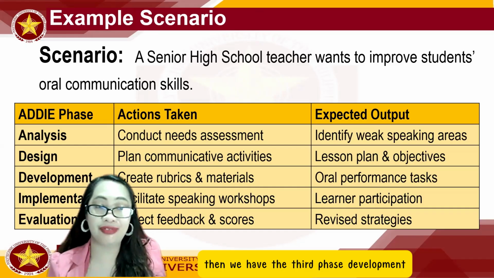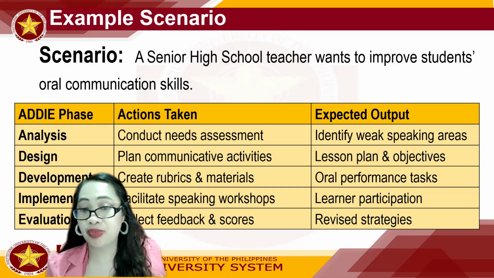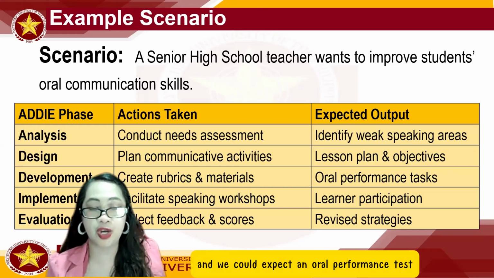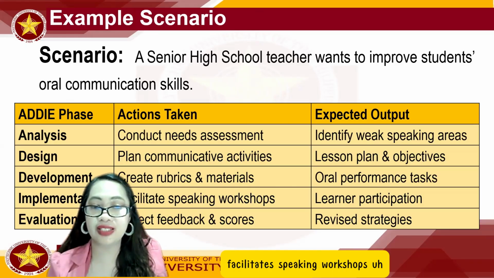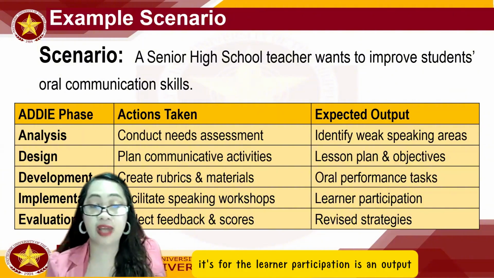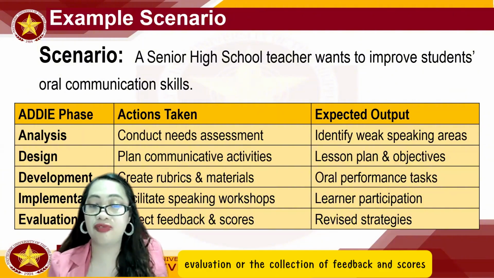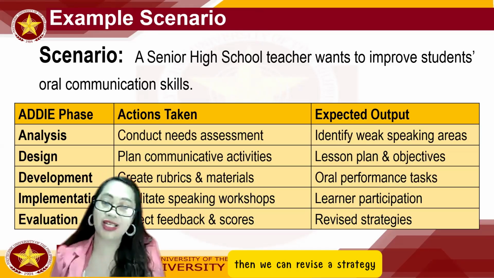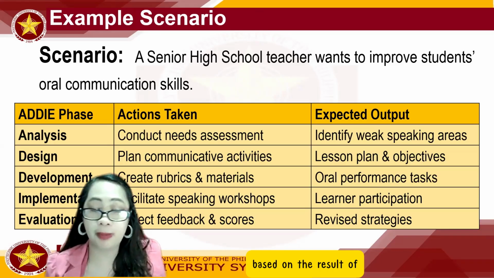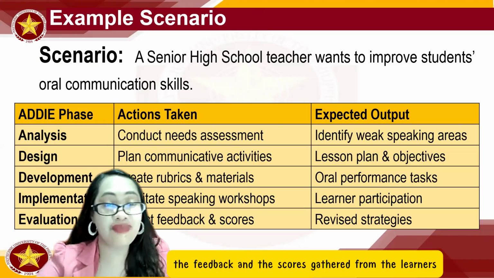Then we have the third phase, development, creation of rubrics and materials, and we could expect an oral performance test. Then for the implementation, facilitate speaking workshops. It's for the learner participation and outputs, and the last is evaluation or the collection of feedback and scores. Then we can revise a strategy for improving students' oral communication based on the result of the feedback and the scores gathered from the learners.